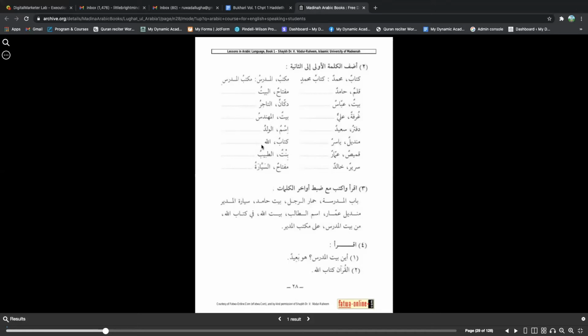Kitabun Allah. So kitab is a book, but we're going to talk about Allah's book. We'll make it Allah's book. So just get rid of one of the dhammas. So no longer kitabun, it becomes kitabu. Allah. And then with Allah, we get a kasra. So it becomes kitabullahi. Kitabullahi.